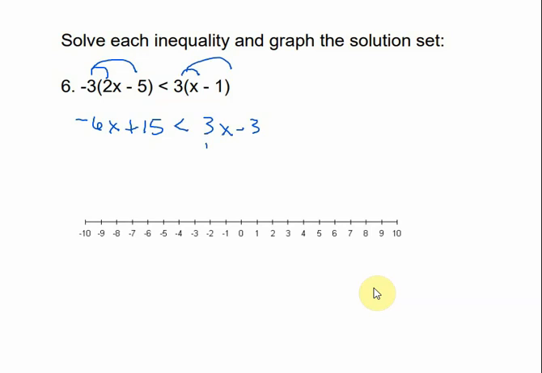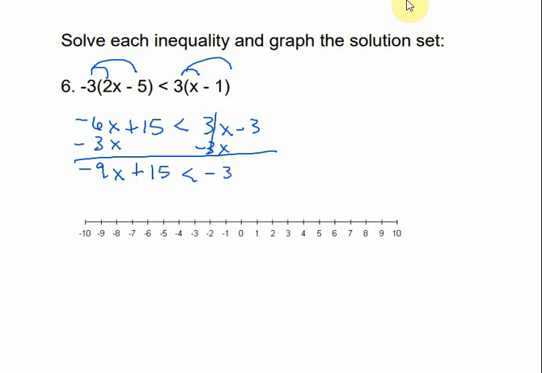All right, so I'm going to want to get the x's first, so I'm going to subtract 3x from both sides. That gives me a negative 9x plus 15 is less than negative 3. And now I'm going to move the 15 over to the other side. Let me write this over here. I would get negative 9x is less than negative 18.